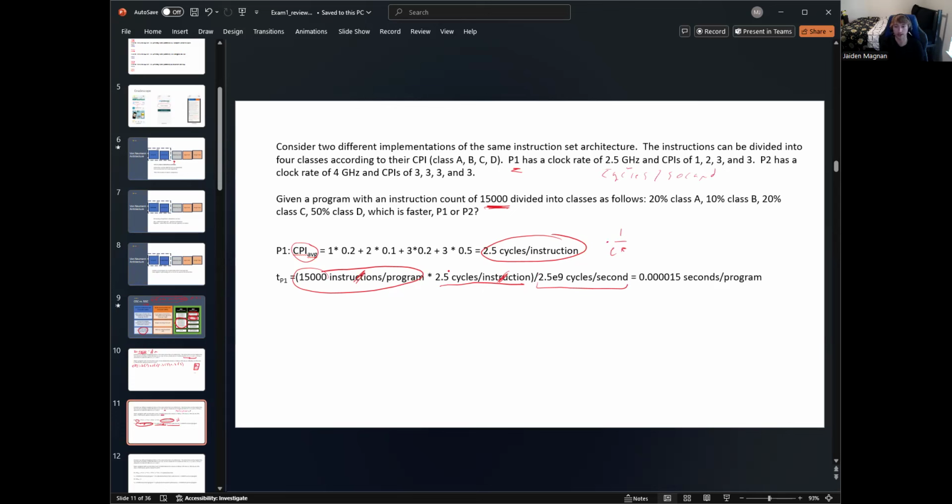So make sure you write your units. Everything will cancel, and you will end up with seconds per program. And that is for processor 1.